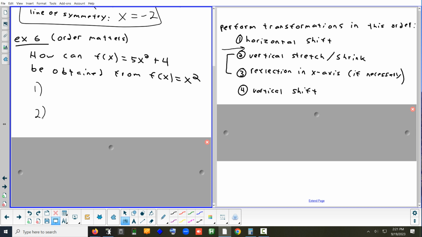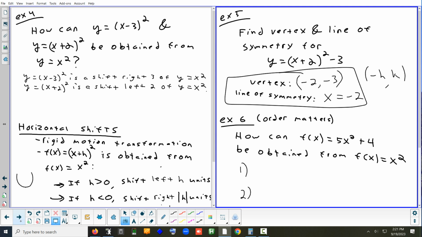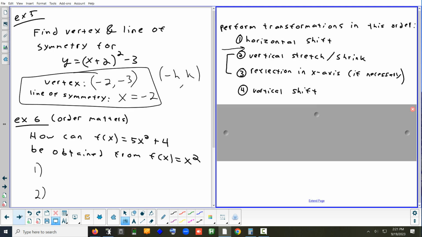Horizontal shift. Do we have horizontal shift in this problem? No. Horizontal shift would be if you added or subtracted inside parentheses with the x and then squared it, like that. We don't have that. All right. The next thing, vertical stretch or shrink. That's when you multiply by a number in front of the x squared. Lily Rose, do we have a vertical stretch or shrink in this case?